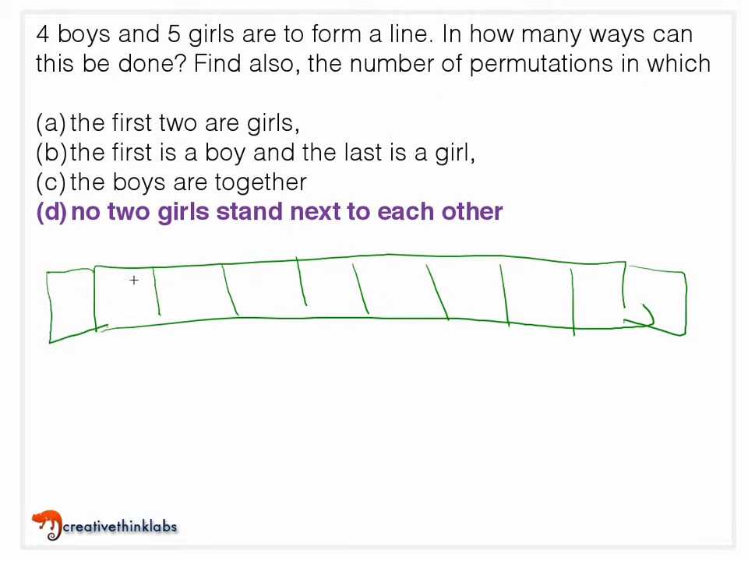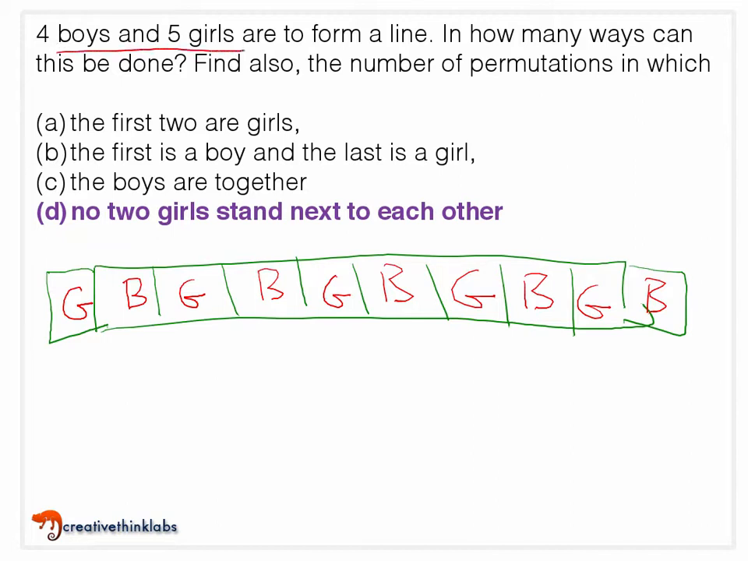Now, according to this restriction, if the first one is a girl, the next one needs to be a boy, and a girl, and a boy, a girl, and a boy, a girl, and a boy, and a girl, and a boy. So we have a total of 4 boys and 5 girls. Okay, let's cancel this because this is 1 extra. So these are the 9 columns with 5 girls and 4 boys.